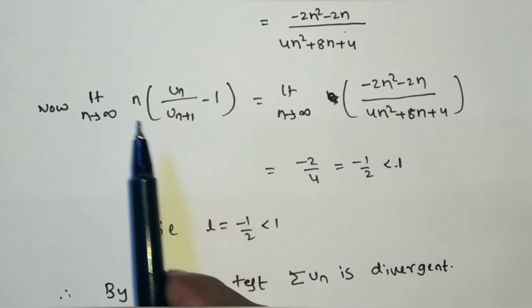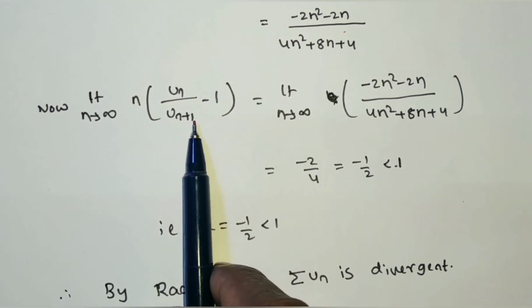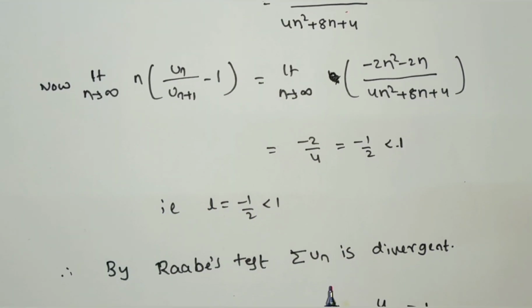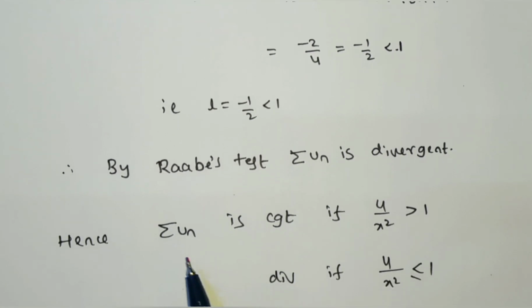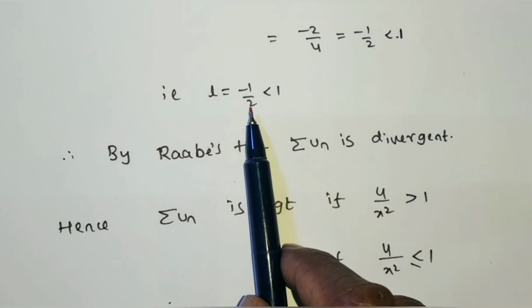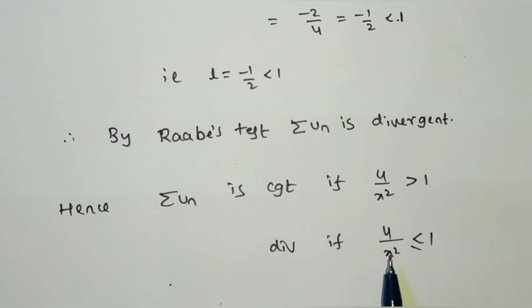Which method are we doing? N into (un by un plus 1 minus 1) limit, right? So this is Raabe's test. In Raabe's test, if L is less than 1, what can we say? The series is divergent. So finally, summation un is convergent for 4 by x square greater than 1. For less than 1, divergent. Equal to 1 is also divergent. Hence, for 4 by x square greater than 1 it is convergent, and for 4 by x square less than or equal to 1 it is divergent. This is Raabe's test.